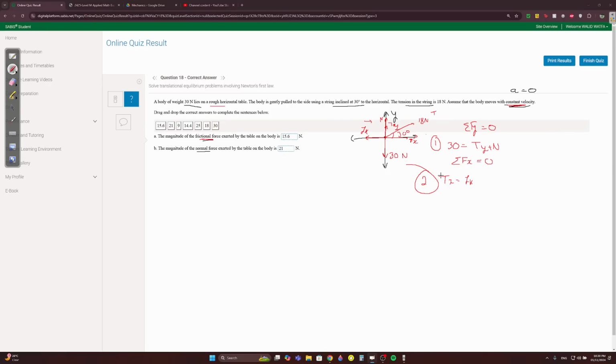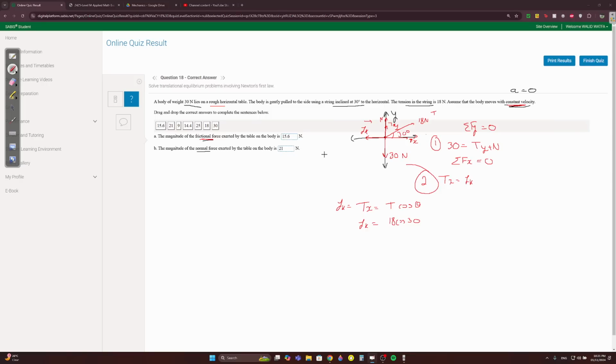We know that friction is equal to Tx. And we know what Tx is equal to? It's equal to the tension times cosine of the angle. This time, why is it cosine? Because the angle is actually with the horizontal. So I don't switch them. I use the original ones, cosine for x and sine for y. So it's going to be 18 cosine 30, and you should get 15.6. I'll do the calculation at the end. So Fk is equal to this.